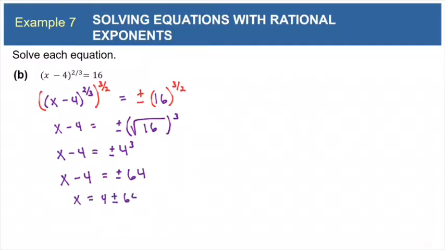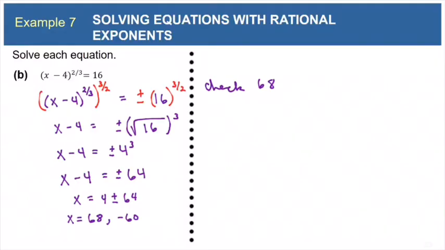Let's add 4 to both sides, and that gives us x equals 4 plus or minus 64. So we need to work both of these possibilities out. If we use the plus sign, 4 plus 64 will give us 68, and if we use the minus sign, 4 minus 64 will give us negative 60. So now we will check both of these solutions in our original equation. Let's check the 68 first.